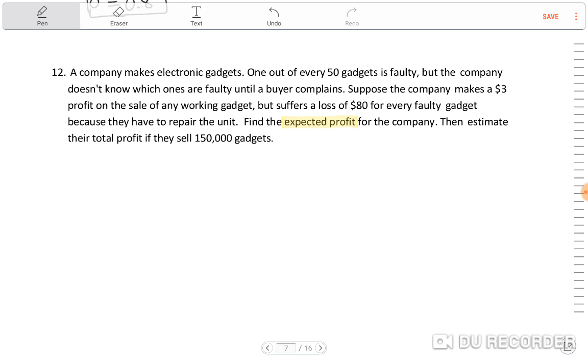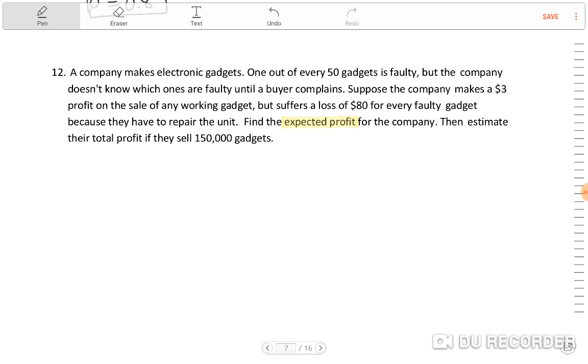So what are our x's? We've got a couple things that we're talking about here. We're talking about things that work and things that don't work. We're talking about gadgets. You've got 50 gadgets. 1 out of every 50 is faulty. It means it doesn't work. And then that means the other 49 have to work. I mean, that just makes sense.